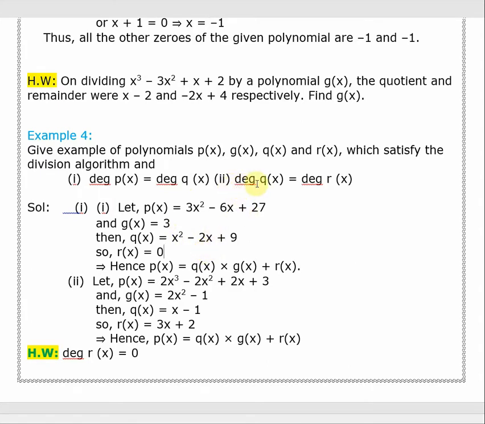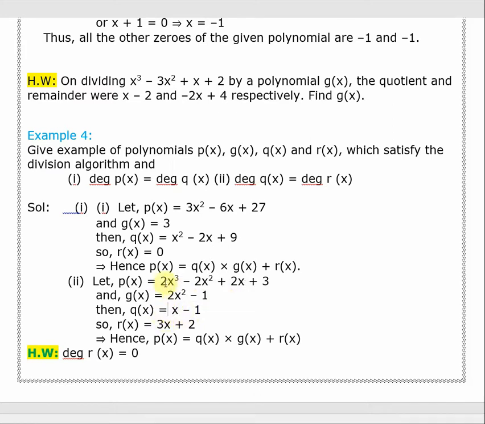Then second, degree of qx equals degree of rx. Let's say the polynomial is 2x cube minus 2x square plus 2x plus 3, and here we have to make degree of qx equal to degree of rx. That means the remainder must have the same power as the quotient. This is 2x cube, so if we divide with 2x square, that means if the polynomial has power 3 and we take the divisor with power 2, then we get the quotient with power 1.